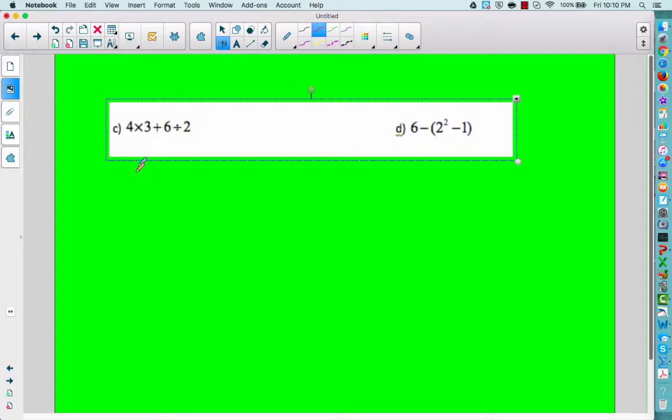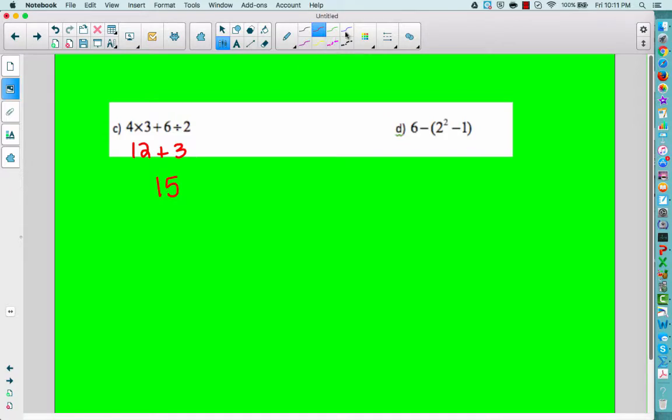All right, let's look at a few more examples. 4 times 3 plus 6 divided by 2. I don't have any grouping symbols. I don't have any exponents. So I have to work from left to right with the multiplication and division. So 4 times 3 is 12. Now I have to do this division before I can do the addition. So 6 divided by 2 is 3. Then I can add them. 12 plus 3 would be 15.